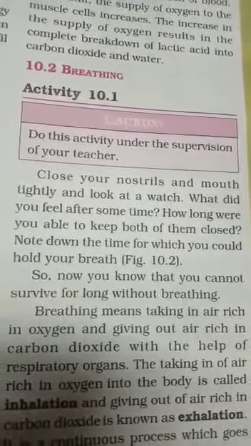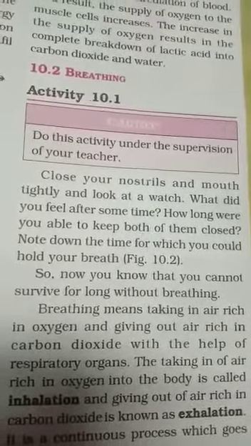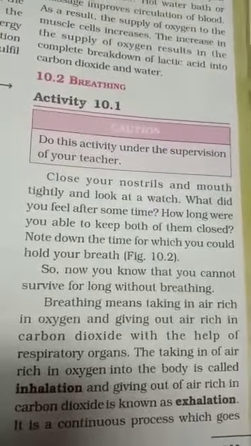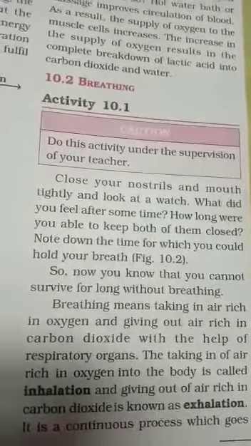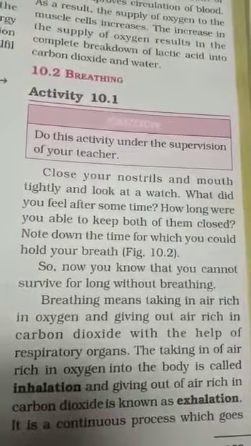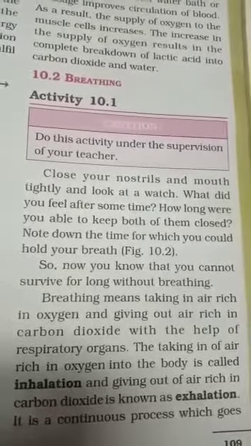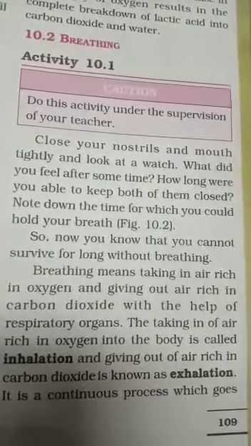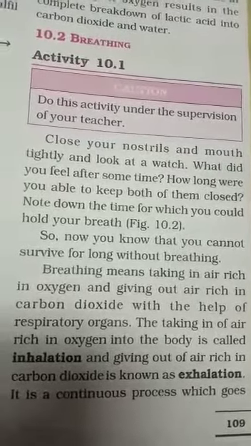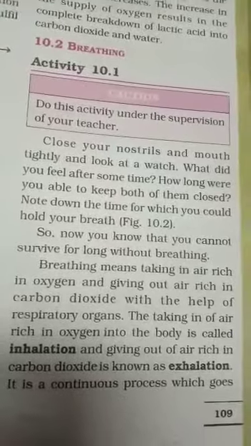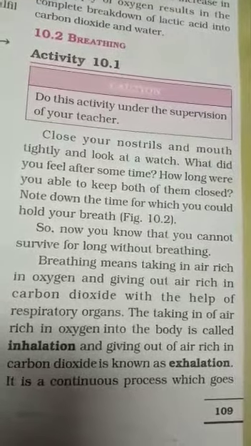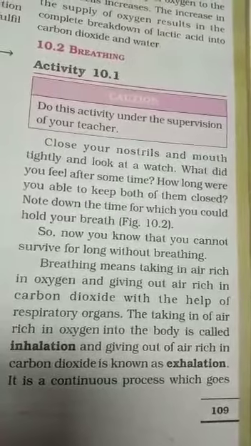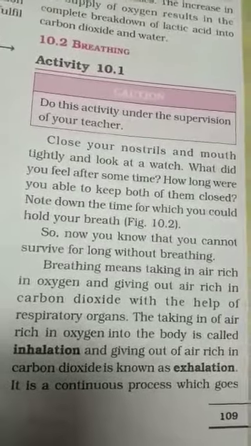Close your nostrils and mouth tightly and look at the watch. What did you feel after some time? You can't breathe. Whenever you close your nose and mouth, we suffer because there is no supply of oxygen and no release of carbon dioxide. How long were you able to keep both closed? Note down the time for which you could hold your breath. Now you know that you cannot survive for long without breathing, because we take in oxygen and release carbon dioxide. That is very important for us.